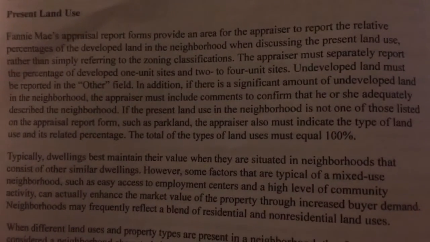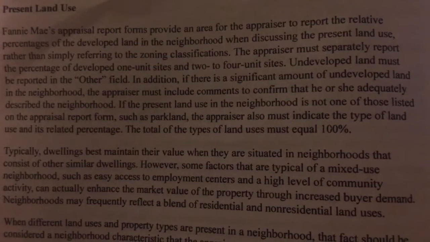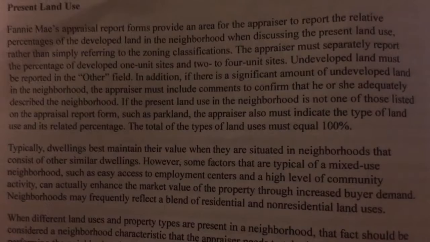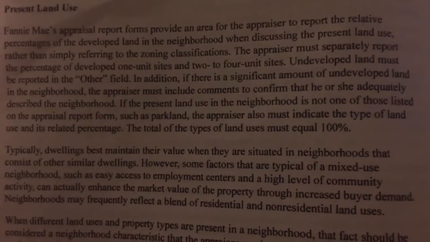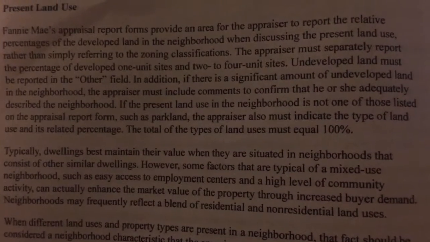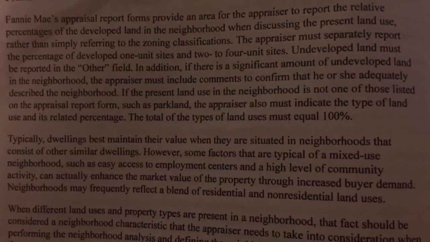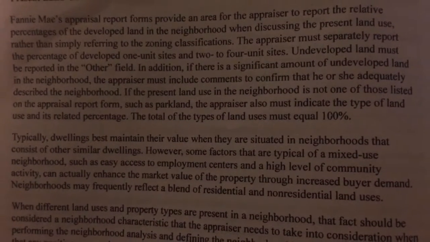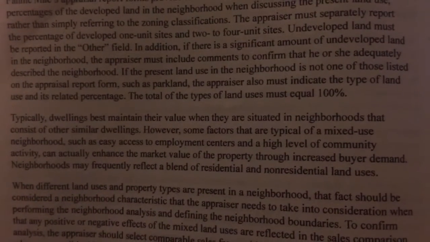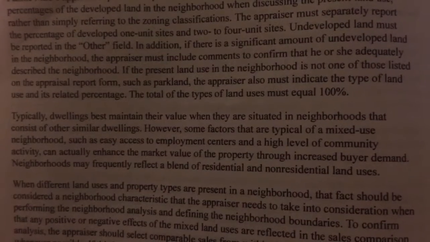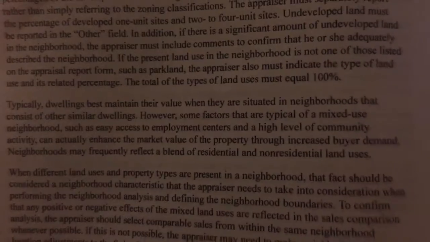In addition, if there is a significant amount of undeveloped land in the neighborhood, the appraiser must include comments to confirm that he or she adequately described the neighborhood. If the present land use in the neighborhood is not one of those listed on the appraisal report form, such as parkland, the appraiser also must indicate the type of land use and its related percentage. The total of the types of land uses must equal 100%.